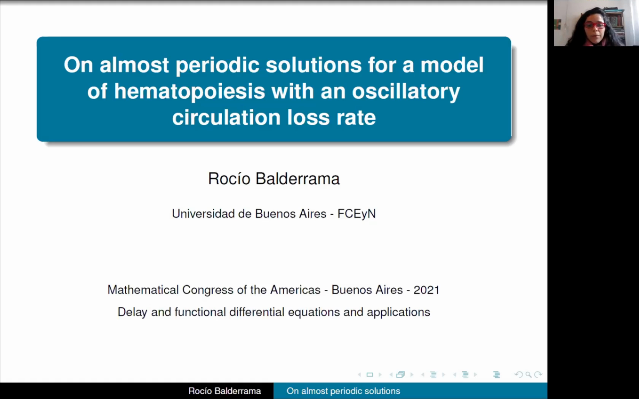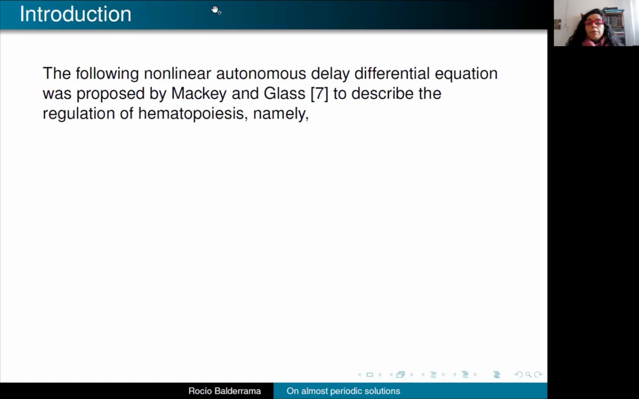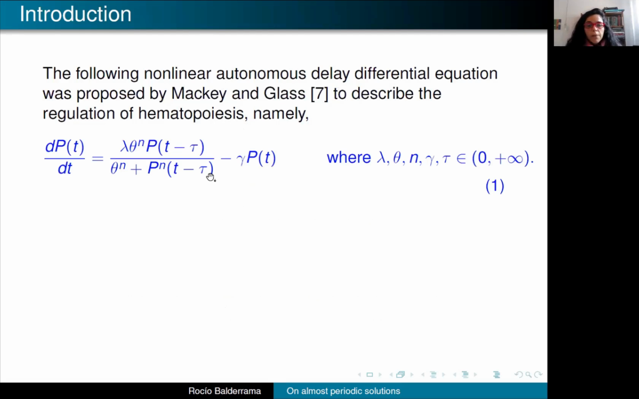I'm going to talk about a hematopoiesis model with an oscillatory circulation loss rate. The following nonlinear, non-autonomous delay differential equation was proposed by Mackey-Glass, the model that Elena Braverman talked about before, to describe the regulation of hematopoiesis. This is the same model that Elena mentioned.